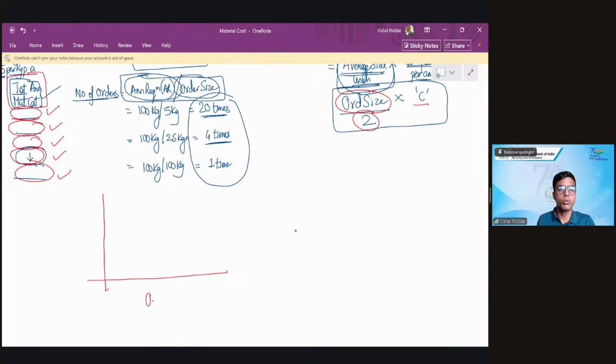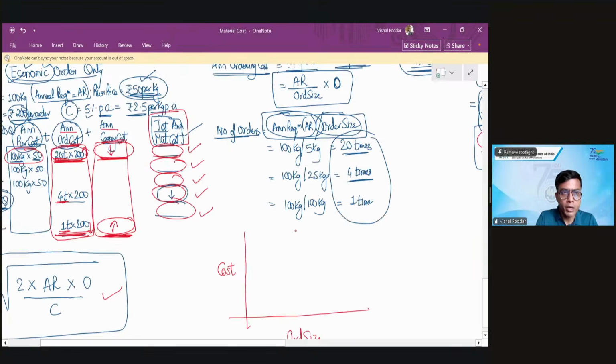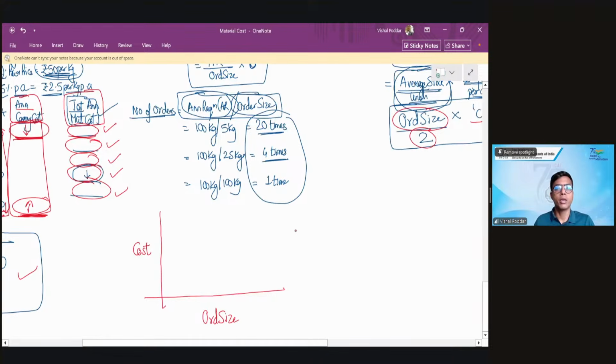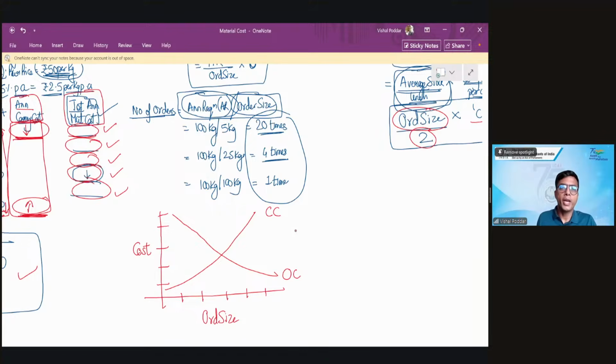Now here I'm showing you the order size on the x-axis, and on the y-axis I'm showing you the cost. Now, if I make a graph of only these two costs, ordering and carrying, you will find that interestingly the graph comes like this. This is the graph for carrying cost. How? As I increase my order size from 5 to 100, my carrying cost is increasing. But interestingly, the graph for ordering cost is this. When I order 100, which is my highest quantity, I get the lowest ordering cost. Why? Because I have to go to the market once. But when I'm ordering lowest, that is only 5 units, I have to go to the market 20 times. So I incur cost 20 times, so it is highest.